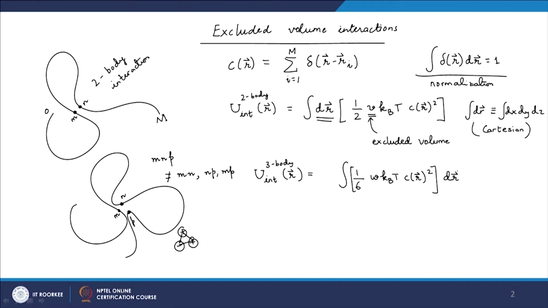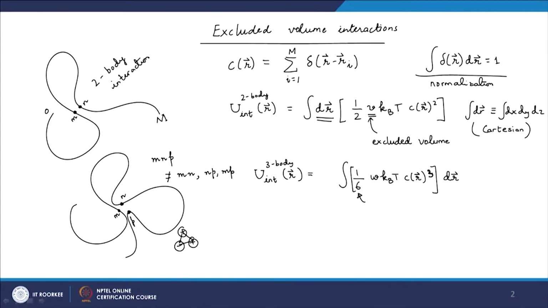So here we have a C R cube in place of C R square, because now we are looking at a product of three delta functions as opposed to two in the case of a two body interaction. And then in place of 2, that was for double counting of pairs, we have 6, that is all possible combinations of three segments. Essentially it is 3 factorial, and then we get a new parameter W, and we will talk about that in a moment.